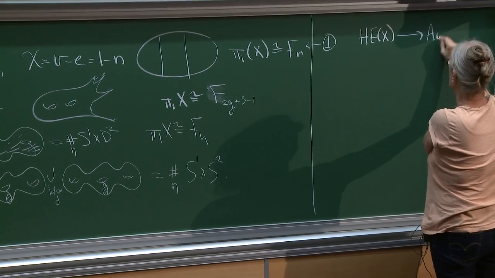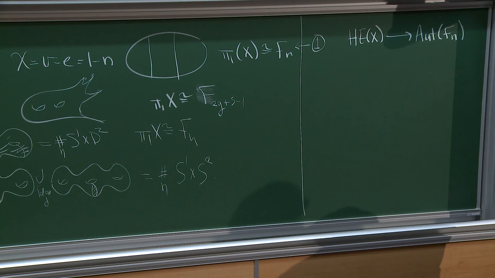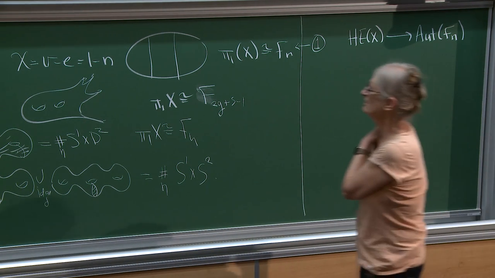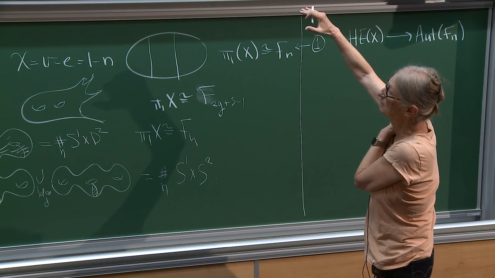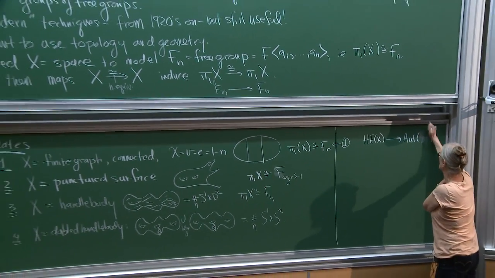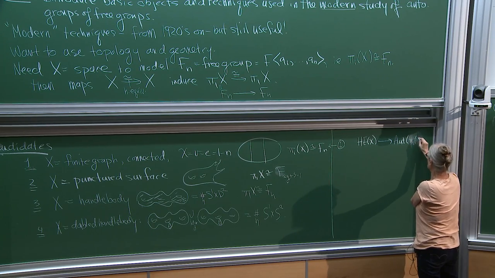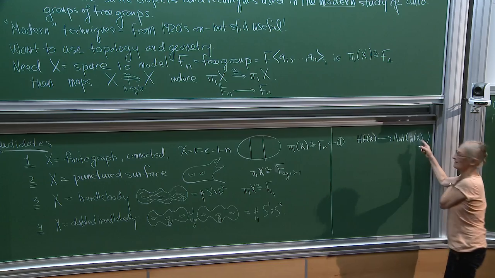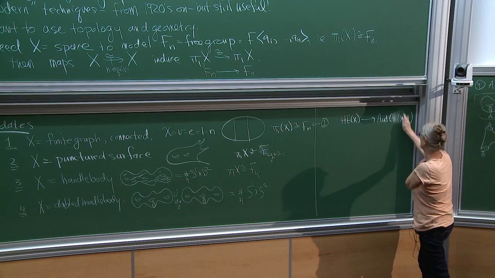I'll write something wrong. Why is that wrong? What about the base point? There's no base point, right? If I really wanted automorphisms of the free group, I would have to have a base point. What this is, I'm thinking of this as automorphisms of pi 1 of x. But pi 1 of x is not a group. In order to talk about pi 1 of x, I have to have a base point.